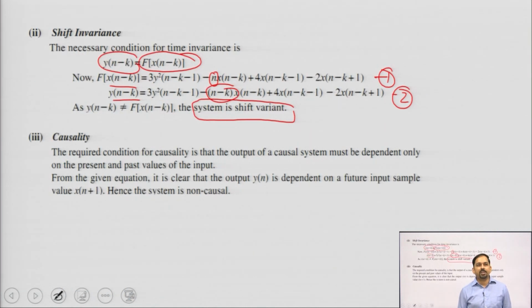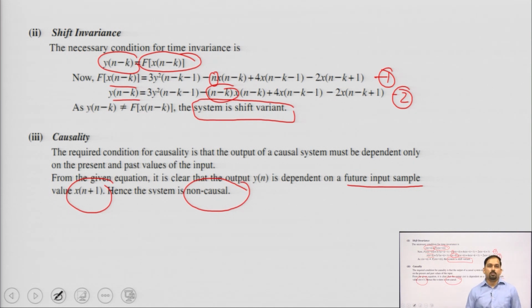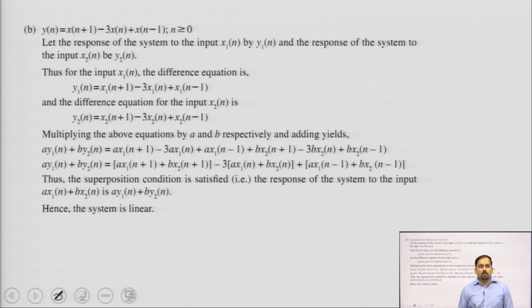So, as per the definition of the causality, if the present output depends on a future input sample x[n+1], then the system is said to be non-causal. So, in this particular case, we have verified all the properties here: causality, shift invariance and the linearity. Now, we will consider the second case. Again we need to verify the linearity, shift invariance and the causality.